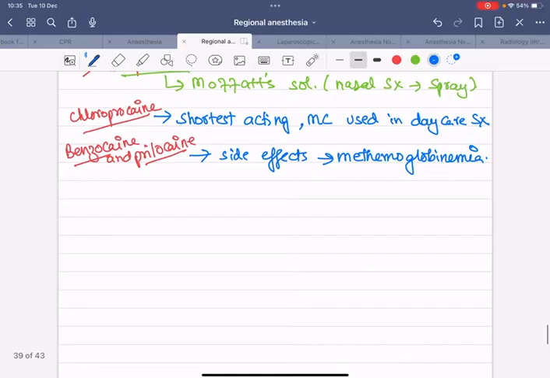Then you must write important points in relation to lignocaine. This is the most important drug which you must remember. Number 1 point, it is intermediate acting. Its action is around 40-45 minutes.